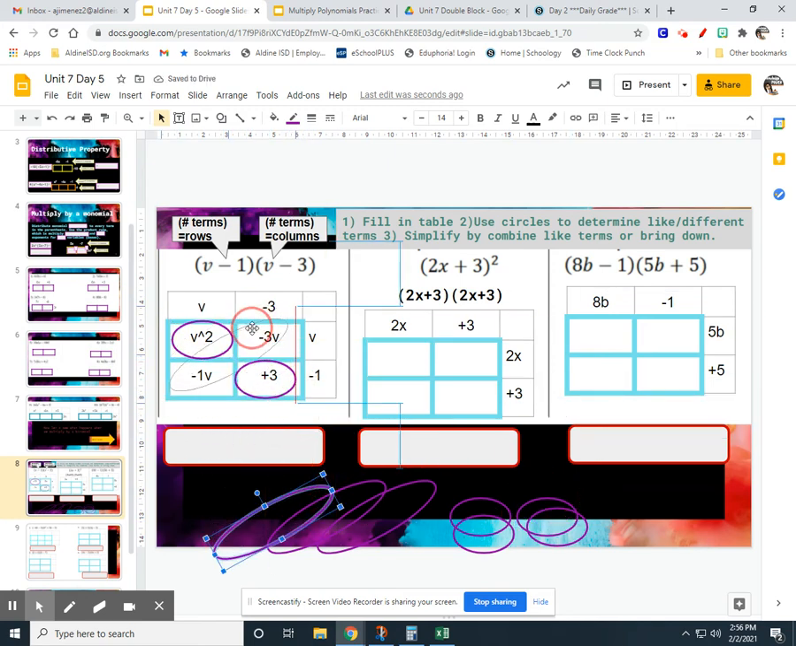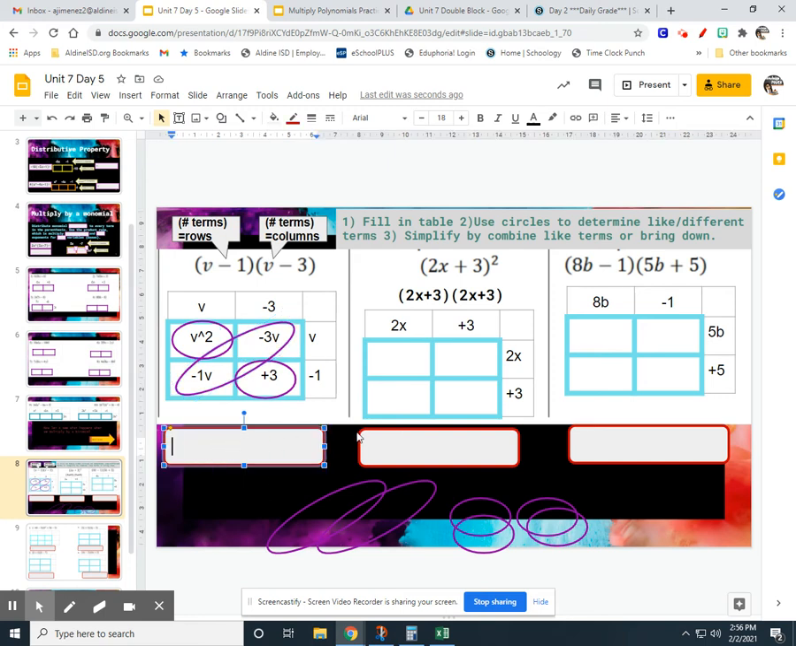My like terms are the negative 1v and the negative 3v. Those are the ones that I'm going to combine. So the oval, I'm going to combine. Now I always have to do highest exponent first. So the highest exponent is v squared. Then my v's are going to be my next highest exponent, and I'm combining those. So negative 1 plus negative 3 is negative 4, which now is going to be set as a minus because it has something in front of it. And then the plus 3 is the constant, so it stays at the end.